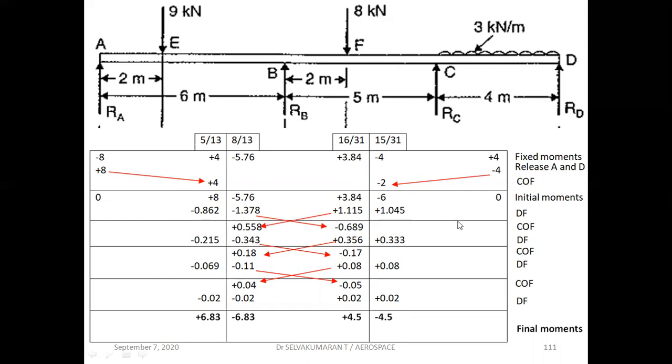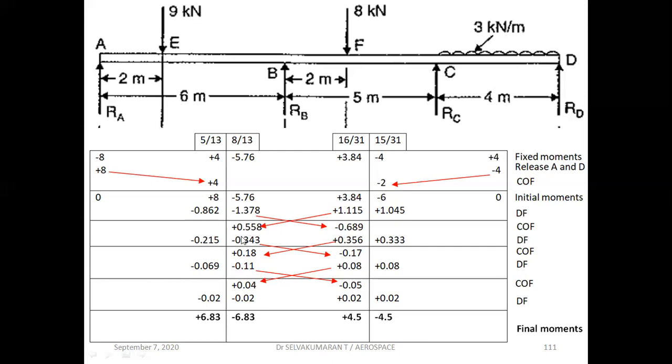Draw the line here and carry over this unbalanced moment. That is, this value multiplied by 1 by 2 and this value multiplied by 1 by 2, the carryover factor. Again distribute it: plus 0.558, you have to consider minus 0.558. That is, we are balancing the unbalanced moment, which means making the moment 0. So here I have plus 0.558 as the unbalanced moment. I want to balance it, so the same magnitude with opposite sign.